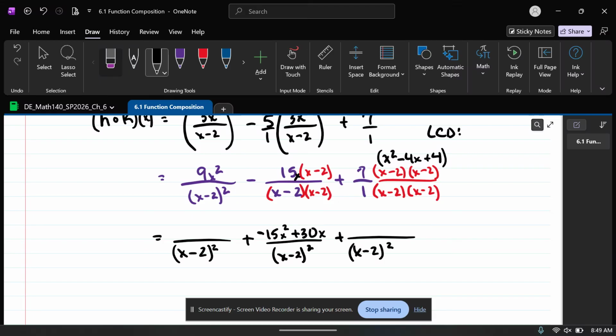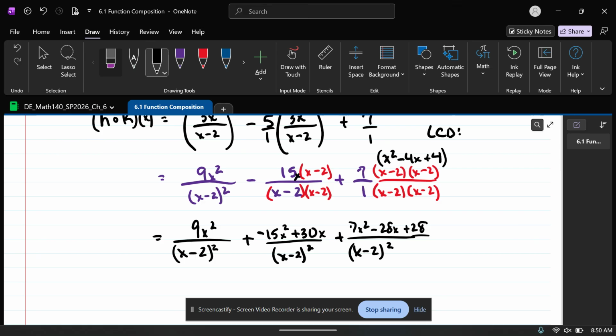And then I'm going to distribute 7 to that. That's 7x squared minus 28x plus 28. This one stays the 9x squared on top. So kind of ugly so far. Now we've done the really hard parts. We got the common denominator and we multiplied all that out. Now comes the easy part.